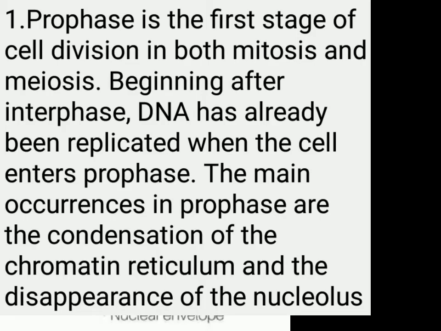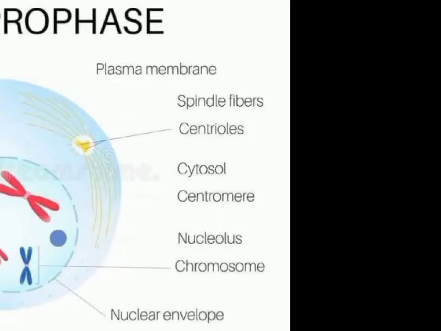Prophase is the first stage of cell division in both mitosis and meiosis. Beginning after interphase, DNA has already been replicated when the cell enters prophase. The main occurrences in prophase are the condensation of the chromatin reticulum and the disappearance of the nucleolus.